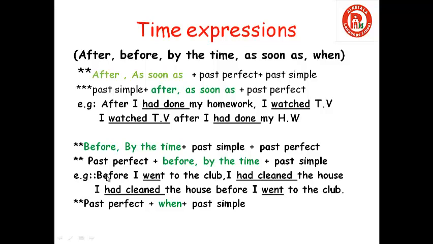We say before. What did we say about before? What do we put after it, the first action or the second action? Yes, the second action, which is past simple. So before I went, this is the past simple, I went, the second action, to the club. I had cleaned the house. So do you think the action of cleaning the house happened first or going to the club? Very good. The action of cleaning the house happened first and then we went to the club. So before I went to the club, I had cleaned the house.